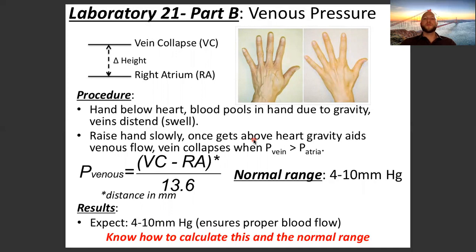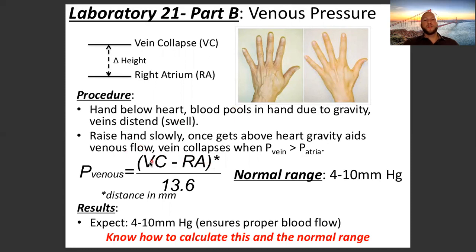I want you to be able to describe what we did in this experiment. We stood with our back up against a wall, and we put a mark at the height of our right atrium, which we guesstimate to be our armpit, on the wall behind us to mark that level. We then hold our hand down by our side so that blood pools in the veins, and we see these distended, swollen veins. We then raise our hand up slowly until we see those veins collapse. When those veins collapse, we mark the height of our hand. We then take the difference in height between where the veins collapse and where the right atrium is.